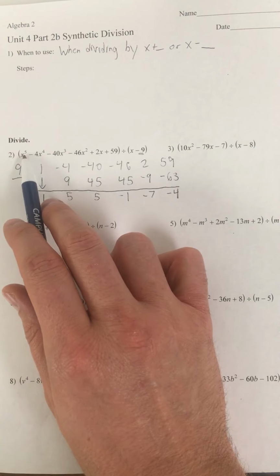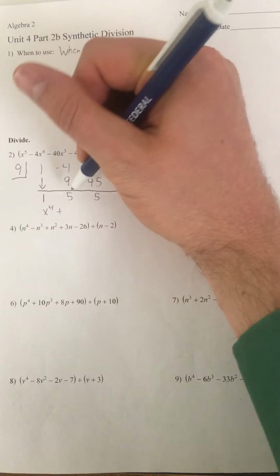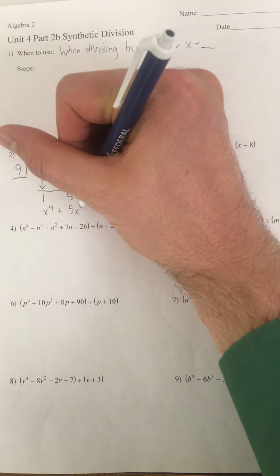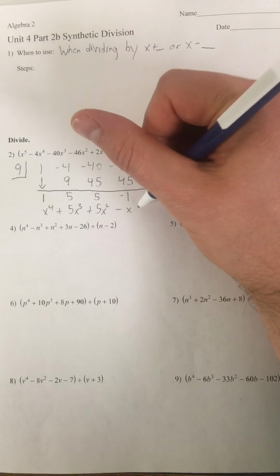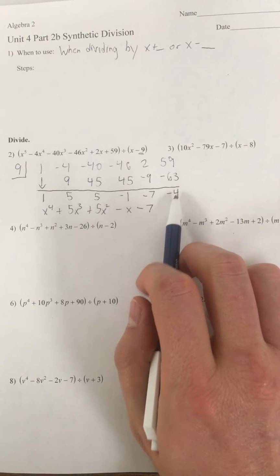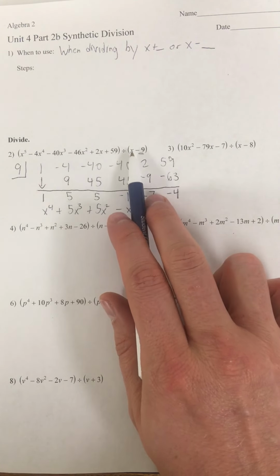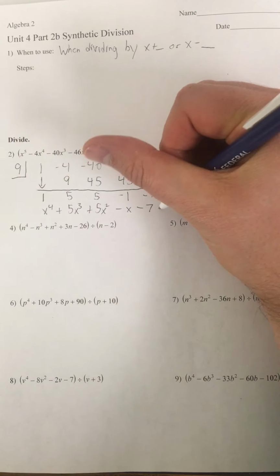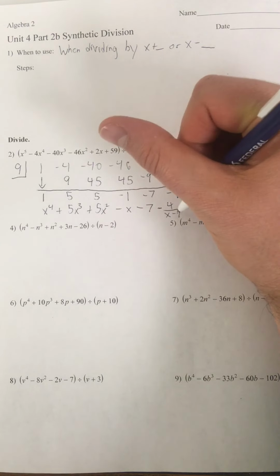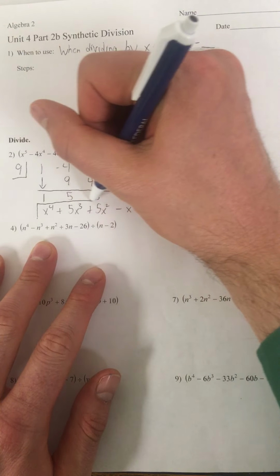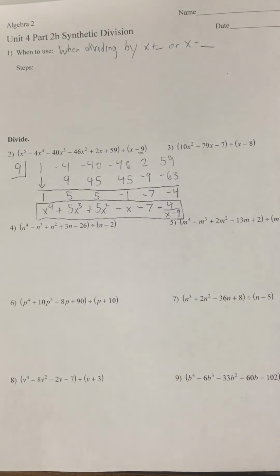Since this was x to the 5th, this answer would be 1x to the 4th plus, and then 1 less than that, 5x to the 3rd plus 5x squared, and then minus x minus 7, and then this one's going to be a remainder. So this is going to be a fraction. It's going to be that over what we divided by, x minus 9. So minus 4 over x minus 9. This would be the answer to that polynomial division.